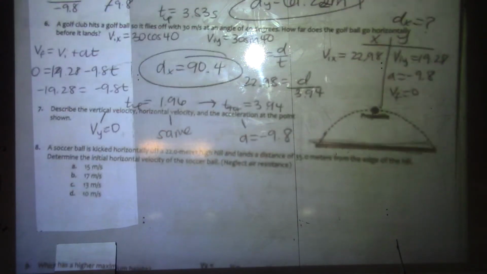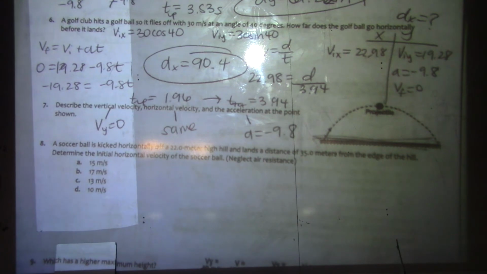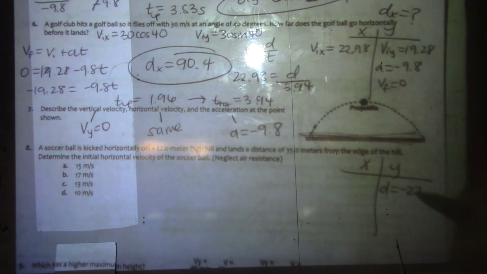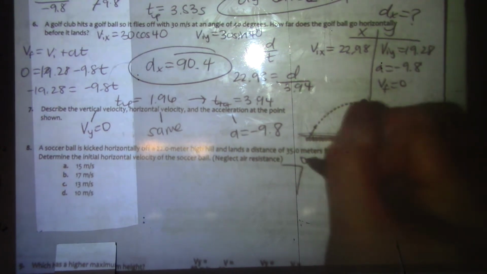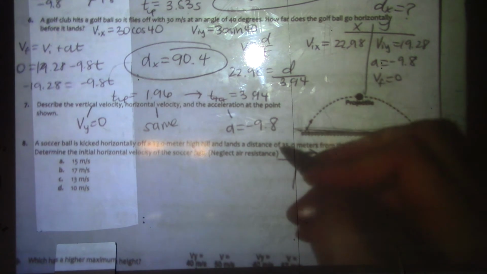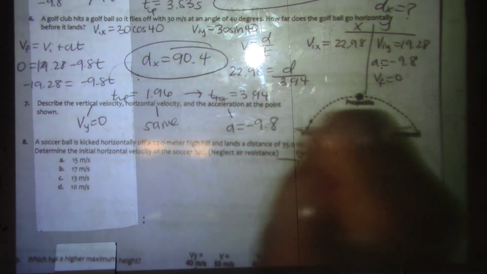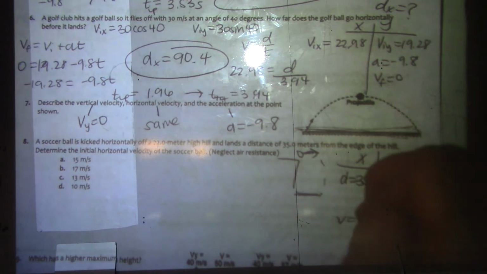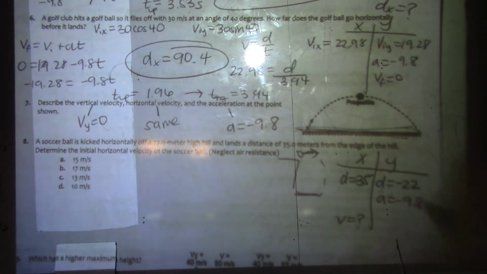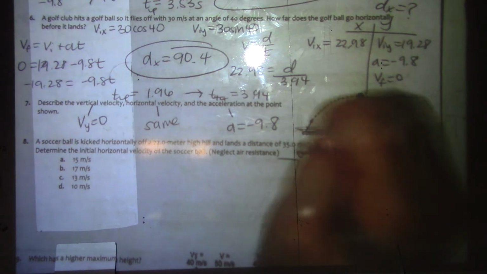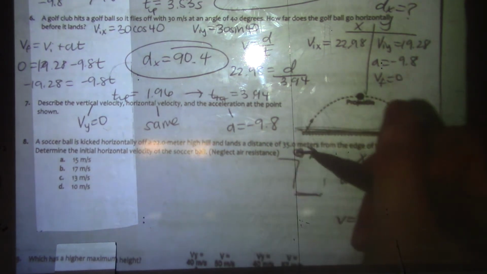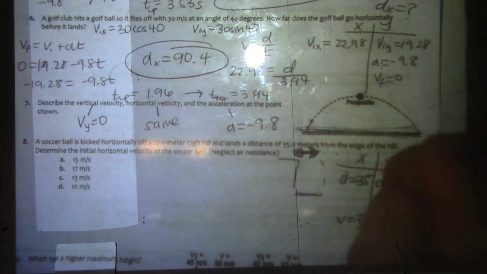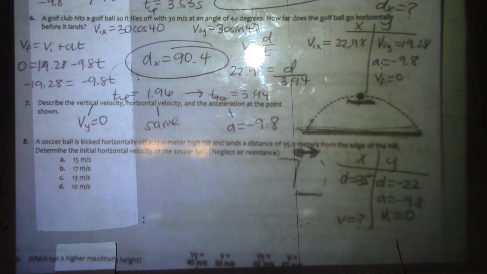A soccer ball is kicked horizontally off a 22-meter high hill. So that is the y distance, how high up it is. It's going to fall down 22 meters. So it looks something like this. It lands a distance 35 meters away, so that's the x distance. And I want to find this initial velocity. So we, of course, still have the acceleration due to gravity. For a horizontal projectile, your y velocity is starting at 0. Because I threw it horizontally, I did not throw it up or down. So I'm starting from the top, so it's the I that's 0, not the F.